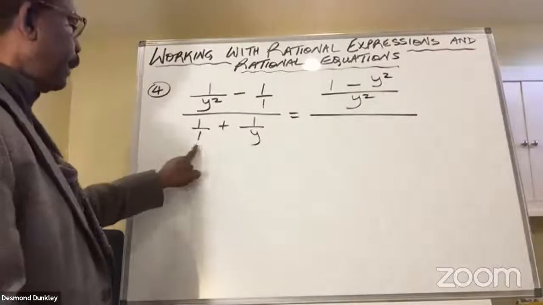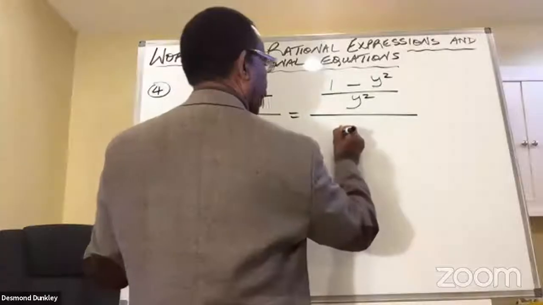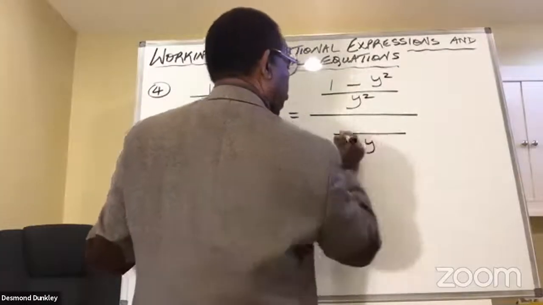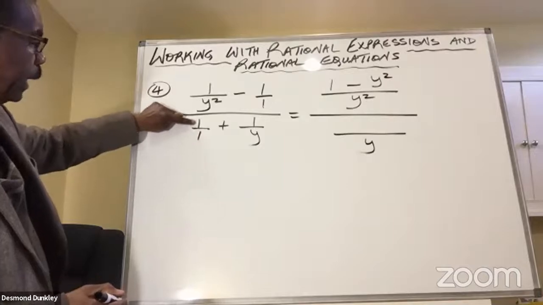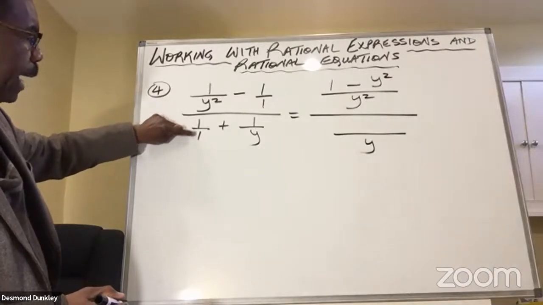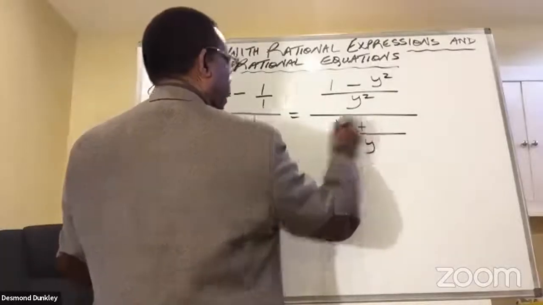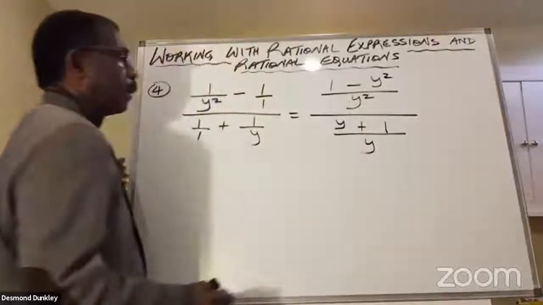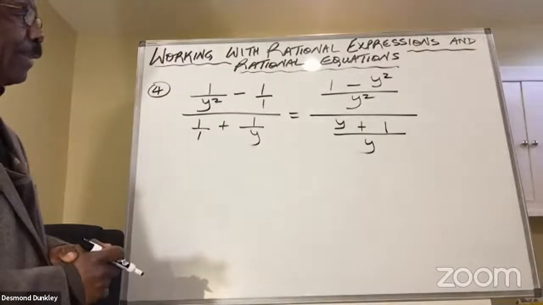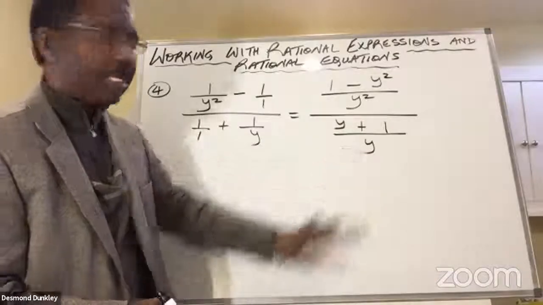Let's deal with the bottom. The denominator is y. Common denominator is y. So if I change the bottom here to y, I have to change the top here to y. Multiply this by y, multiply that by y. So I end up with y plus, this is already 1 over y, so this is 1. Okay? So now we have a fraction divided by a fraction.